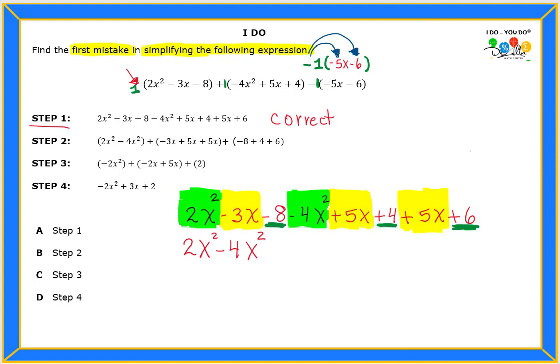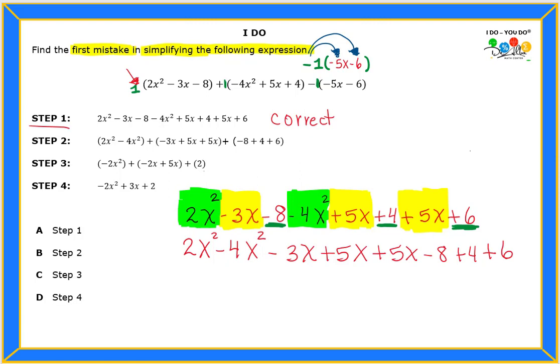Okay, very good. What about the yellow ones? Well, I will have negative 3x, and then plus 5x. And the last one will be minus 8 plus 4 plus 6. I think that's what we would do, right? Just rewrite them, but putting them together as they have the same term, or the same base. So let's look at step 2.